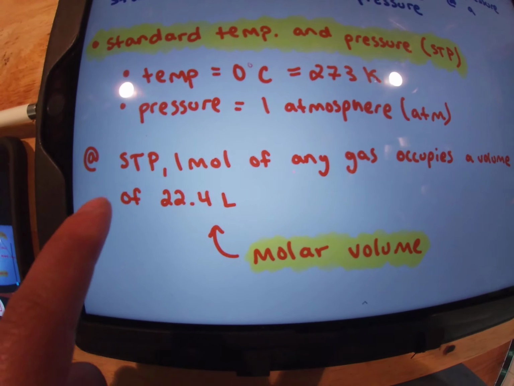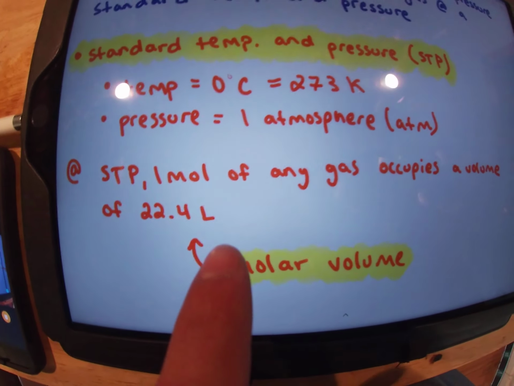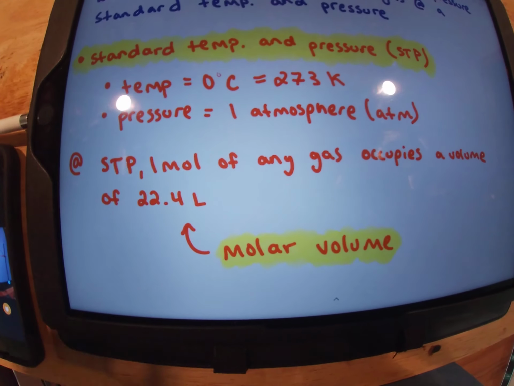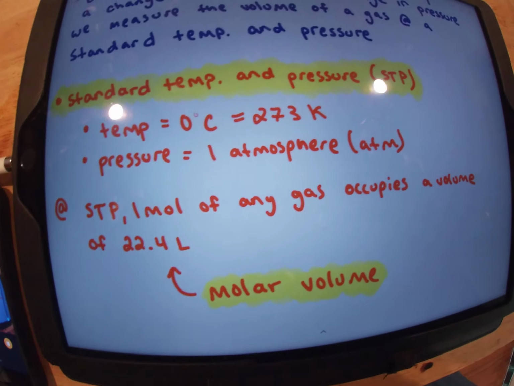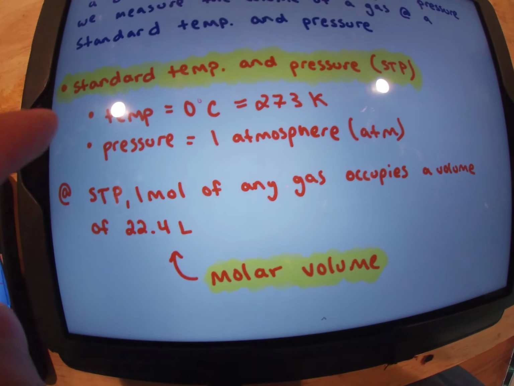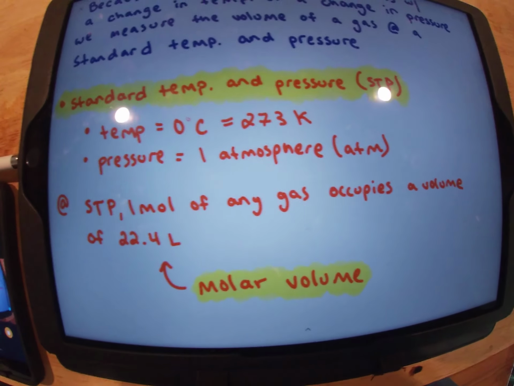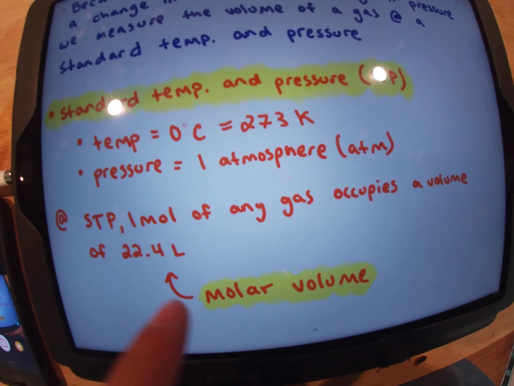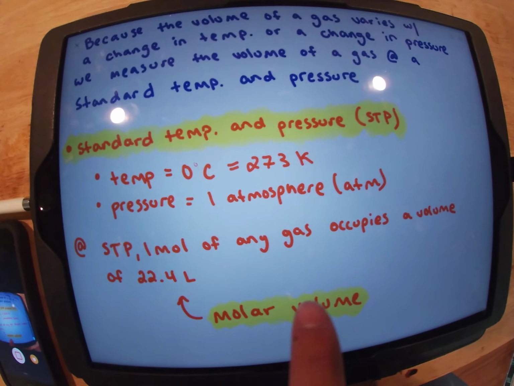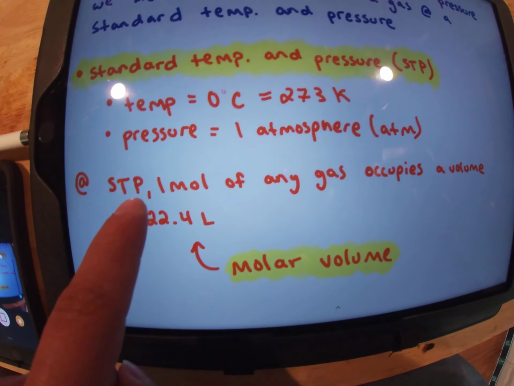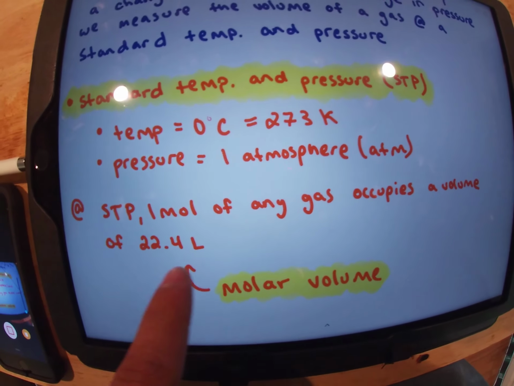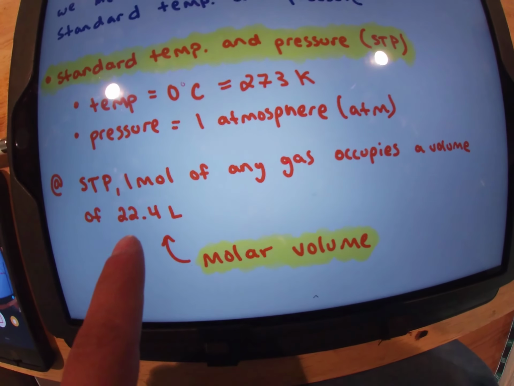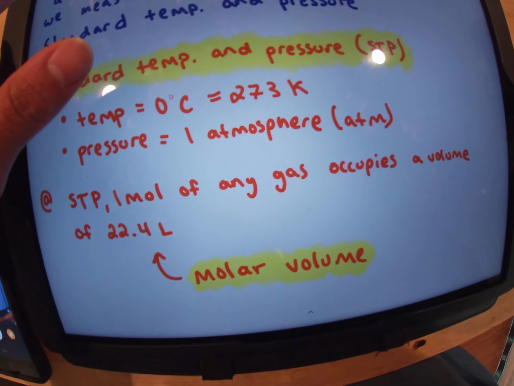At STP, standard temperature and pressure, 1 mole of any gas takes on a volume of 22.4 liters. Anytime a gas is at STP, we're always going to have that same exact volume, 22.4 liters. Remember, Avogadro's hypothesis says that if the temperature and the pressure remain the same, then we're always going to have the same volume. In this case, we call this the molar volume. The molar volume is always going to be 22.4 liters at STP.